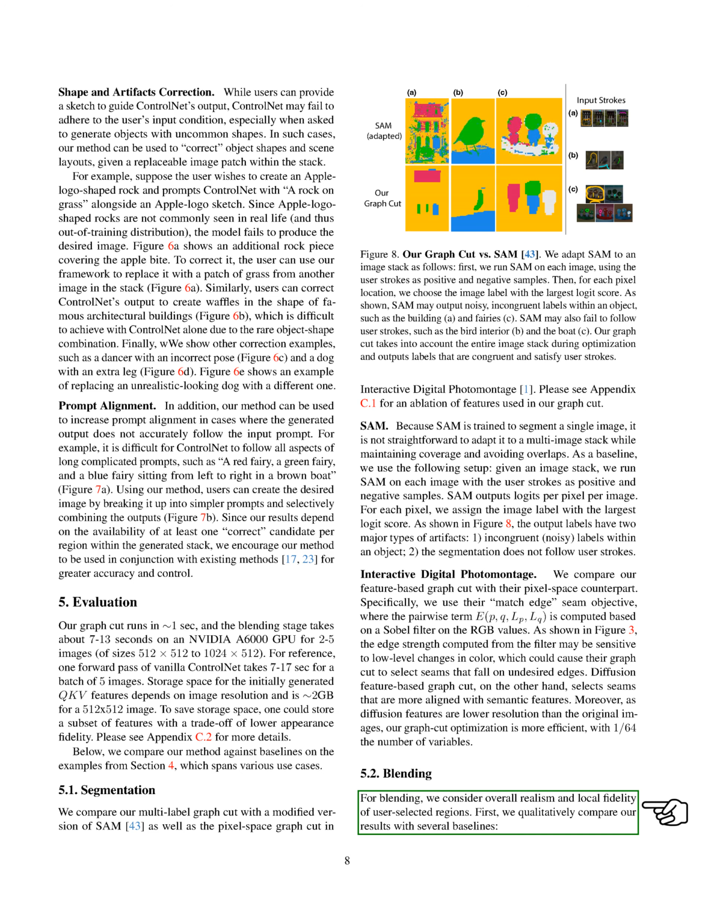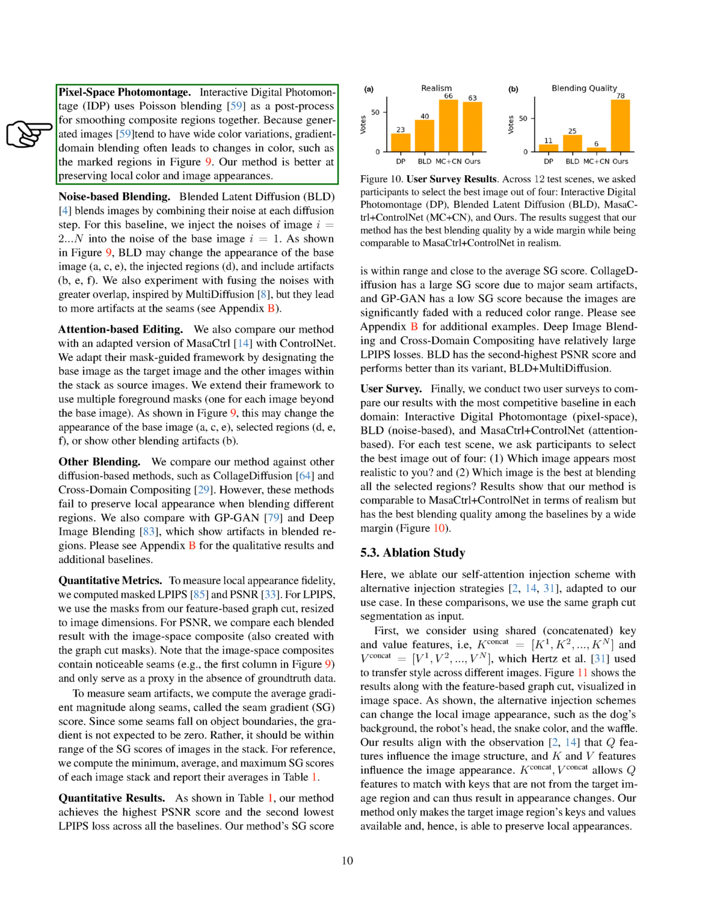We qualitatively compare our results with several baselines. The Interactive Digital Photomontage uses Poisson blending, which can alter colors due to wide variations in generated images. Our method better preserves local color and appearance. The Blended Latent Diffusion method combines noise from multiple images, but this can lead to changes in the base image's appearance and introduce artifacts. We also explore fusing noises with greater overlap, inspired by MultiDiffusion, but this results in more seam artifacts.